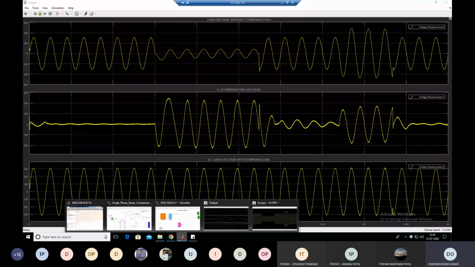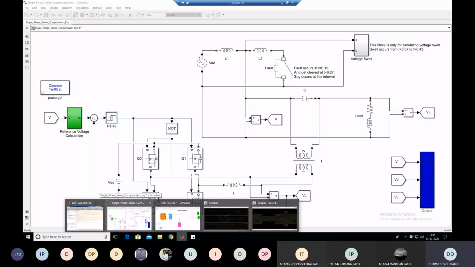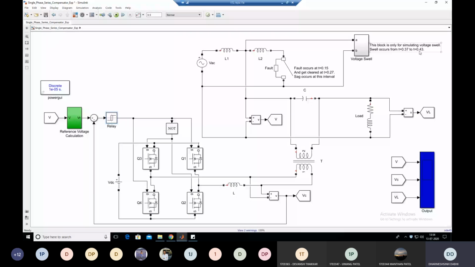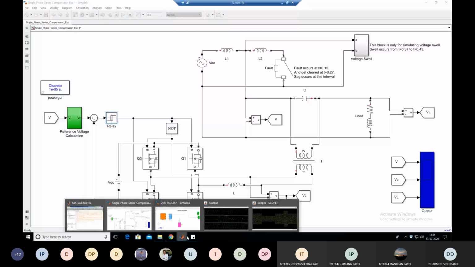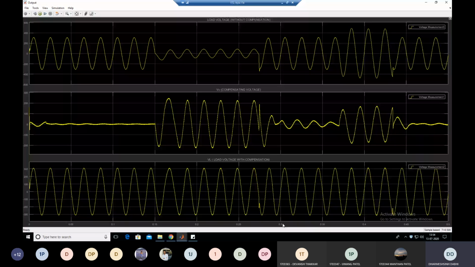Now let's understand the voltage swell condition. First see where the voltage swell or overvoltage happens: between 0.37 to 0.43 second. Clear? So let's see that in the waveform between 0.37 to 0.43 second. Where is 0.37? Here. After this 0.3 second here. Clear? Sorry, here is 0.37.